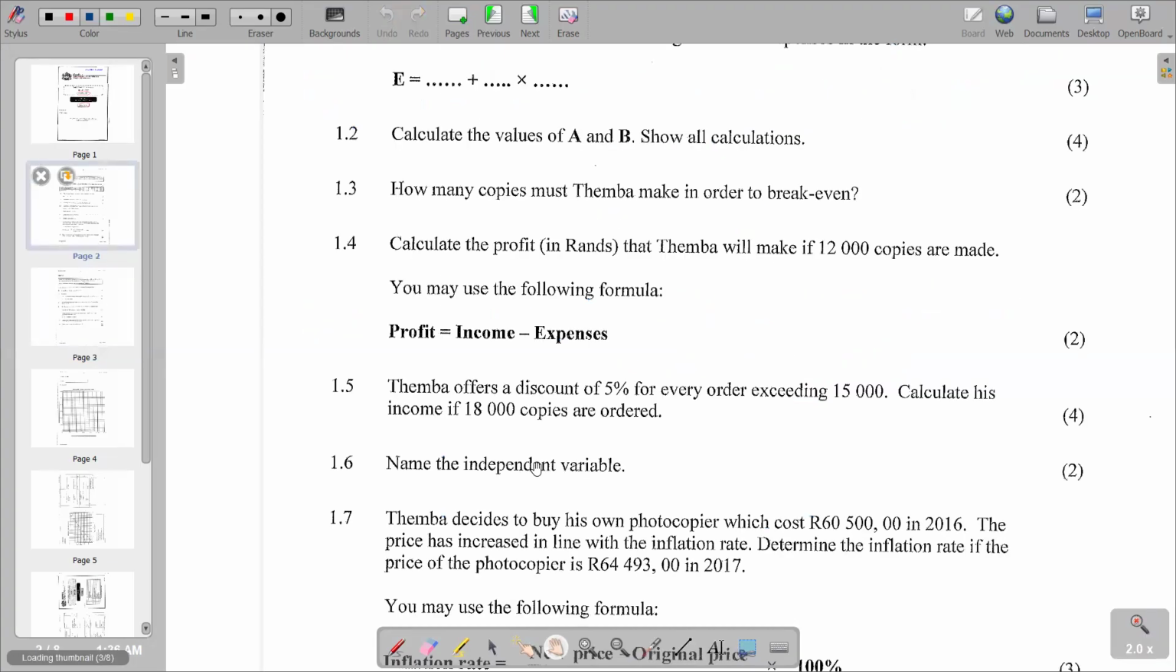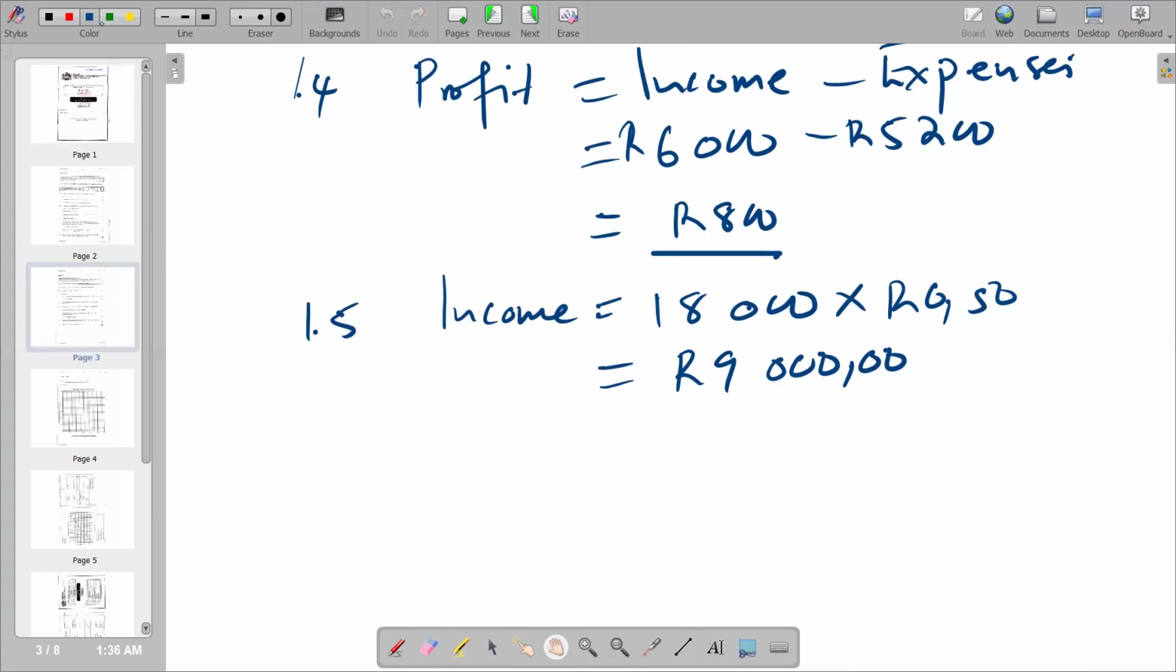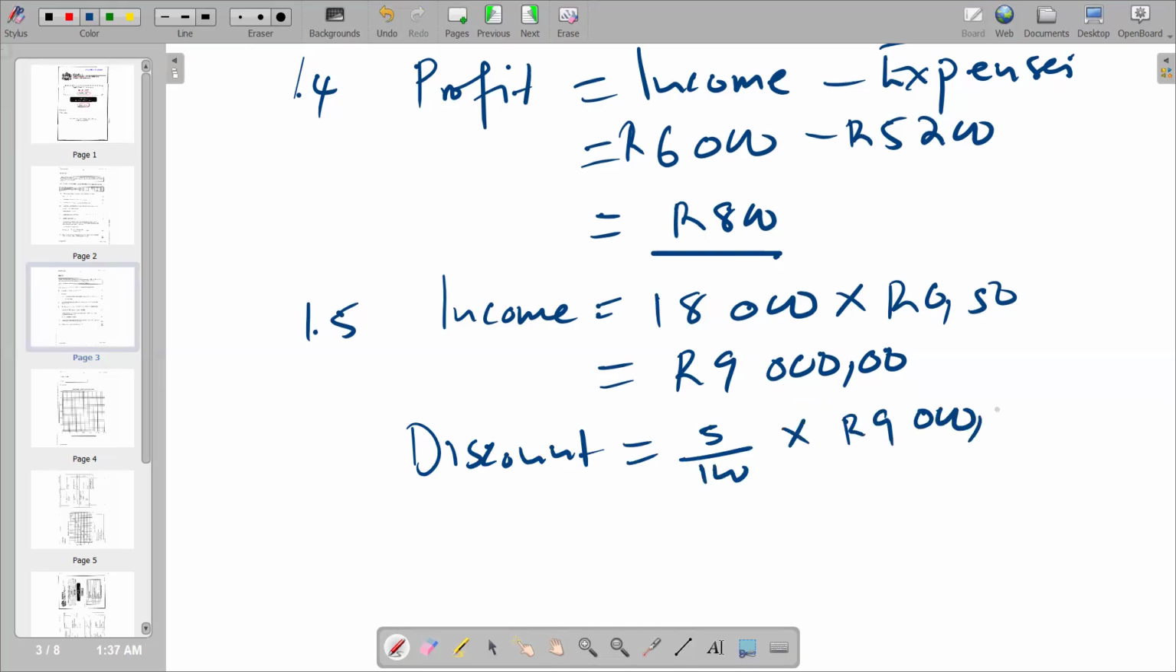So if you come here, you see that the discount that we're given is 5% discount for every order exceeding 20,000. So by having a 5% discount, we are going to say discount equal to 5%. 5% obviously is 5 over 100, and then multiply by 9,000. By 5%, you see that we're going to get 450 rands. So this becomes your discount.